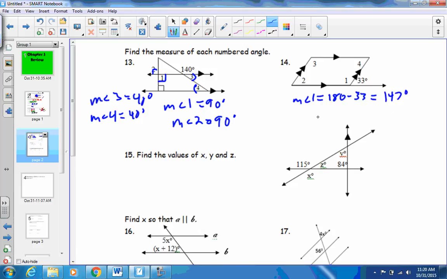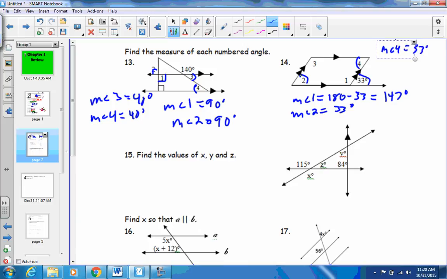All right. Measure of angle 2, that looks like it would be corresponding with 33. So that one is also 33 degrees. Measure of angle 4 is alternate interior with the 33. So measure of angle 4, put that up here, it's going to be 33 degrees.